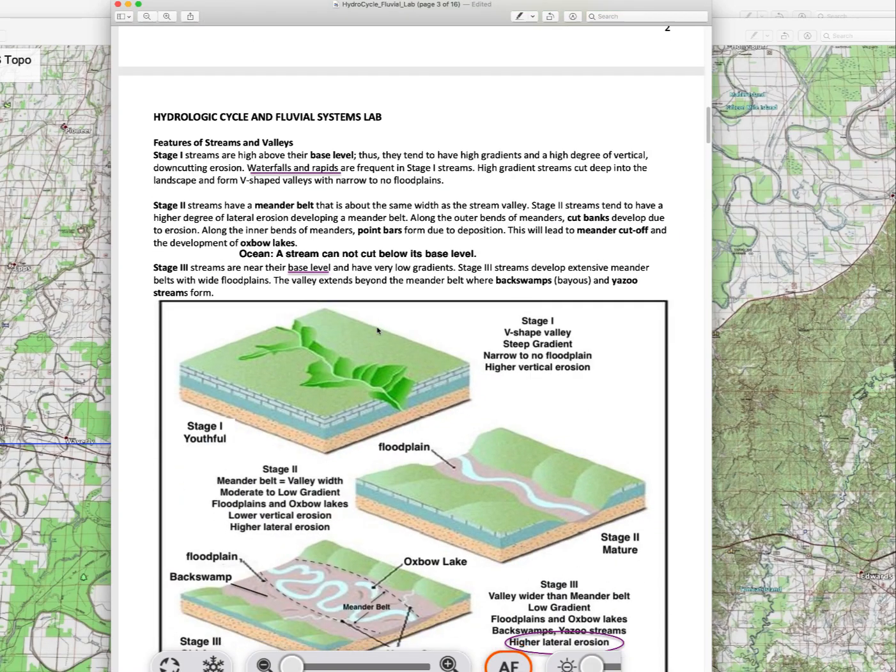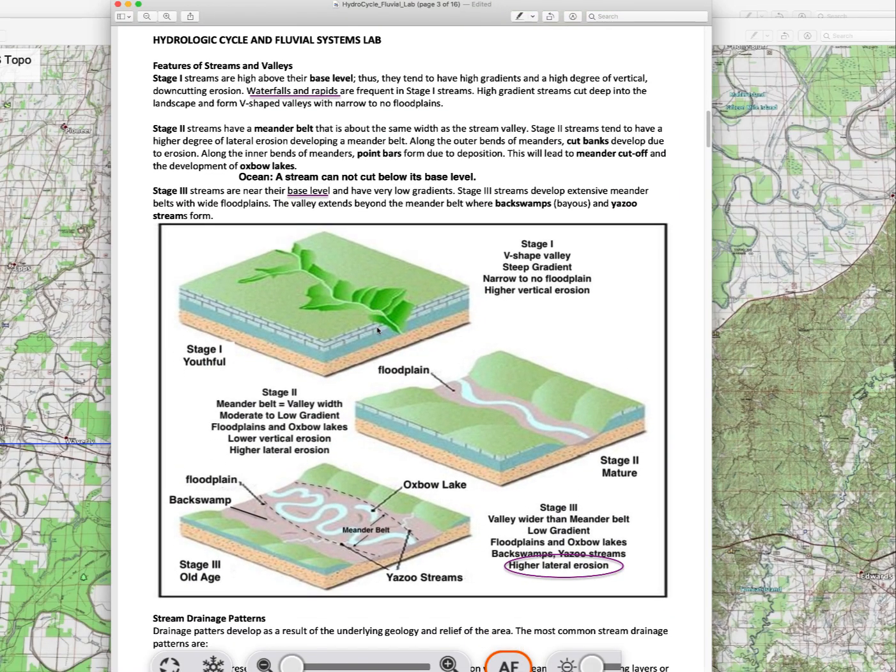Now, the second part here is, in lecture, I talk about how we can divide streams into three different stages: an early stage, a kind of a mature or middle stage, and then a really old stage. And it really has to deal with this idea of base level. And so streams that are stage 1, or these early stage youthful streams, are going to have a higher gradient. In other words, they're going to be steeper. That's because they're higher above their base level.